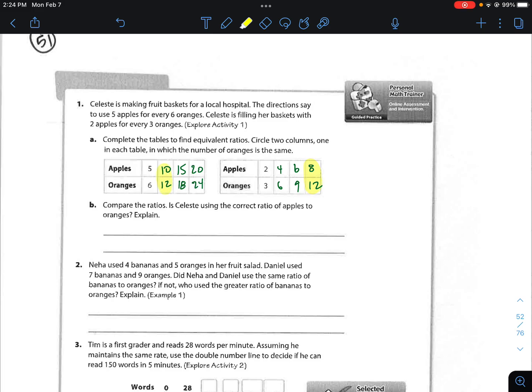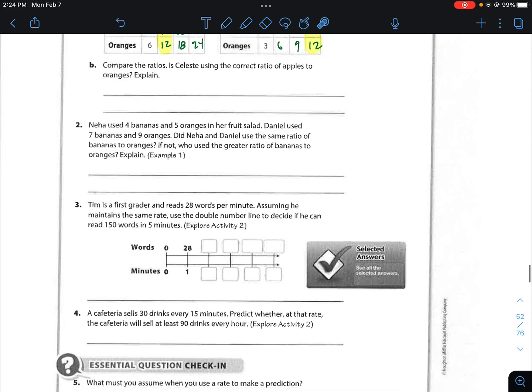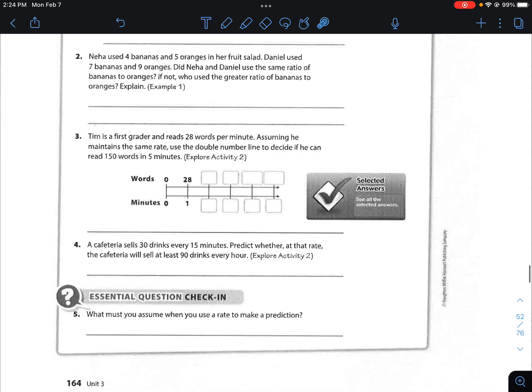Now compare the ratios. Is Celeste using the correct ratio of apples to oranges? Well, over here she's supposed to use 10 apples for every 12 oranges, but she only has 8 apples here with 12 oranges. So no, she is not. Let's jump down a little bit further.